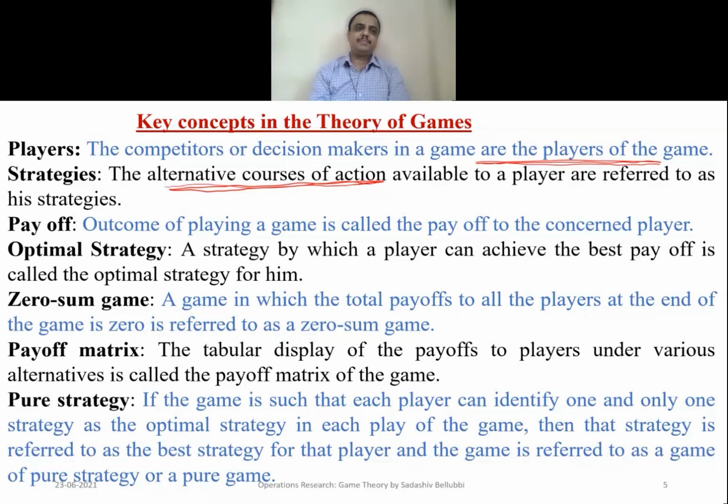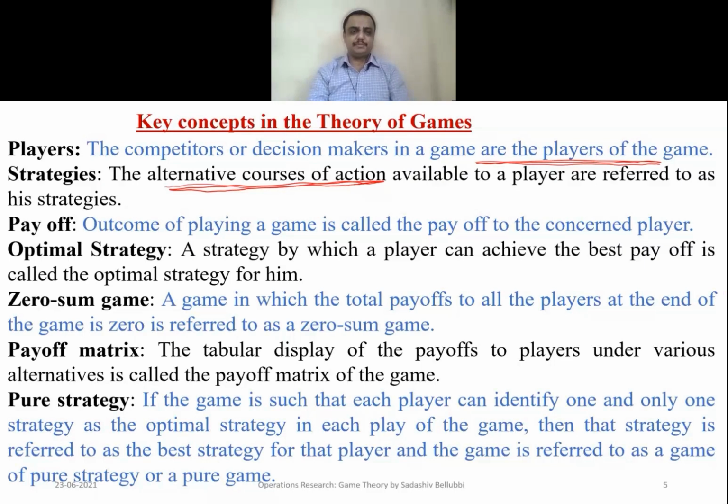Next is optimal strategy. The strategy by which a player can achieve the best payoff is called the optimal strategy for him. As I told you, in order to score good marks in the main exams, we need to go for different strategies. Out of all those, one will click, like studying every day. That may be a good optimal strategy to score good marks, or else we need to practice the problems every day, or practice the problems in a systematic way. So many strategies, and out of all of them, one will click.